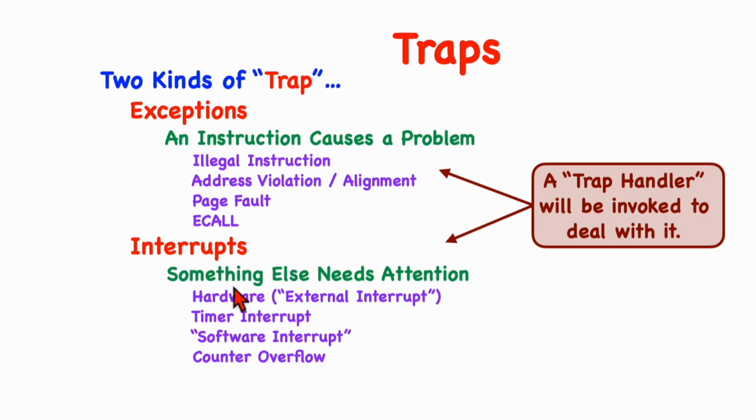In RISC-V there are 4 kinds of interrupts. One is called external interrupt, and that would be used for hardware that is requesting attention. We also have a timer interrupt, and we have something called a software interrupt, and in certain cases when counters overflow, we have something called a counter overflow interrupt.